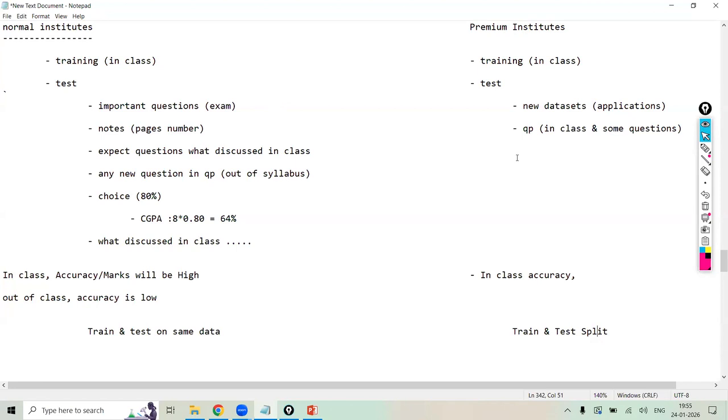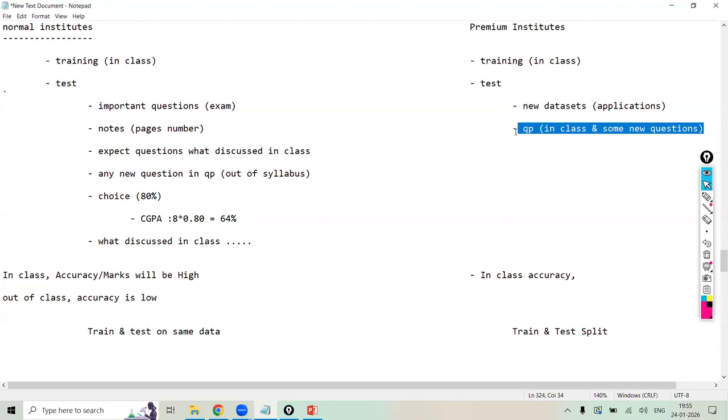Separately you check. At the same time, in the class, some questions you have to ask. Both you have to do. Testing has to be done both on the class and some new questions. Some new questions also have to be done. In class questions also have to be done. Both. Training has to be applied on one, miss. Testing has to be done on both.